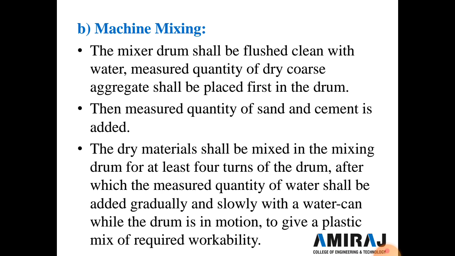The second type of mixing is machine mixing. The mixer drum shall be flushed clean with water, and a measured quantity of the dry coarse aggregate shall be placed first in the drum, and then the measured quantity of sand and cement is added. The dry material shall be mixed in the mixing drum for at least 4 turns of the drum, after which the measured quantity of water shall be added gradually and slowly while the drum is in motion.